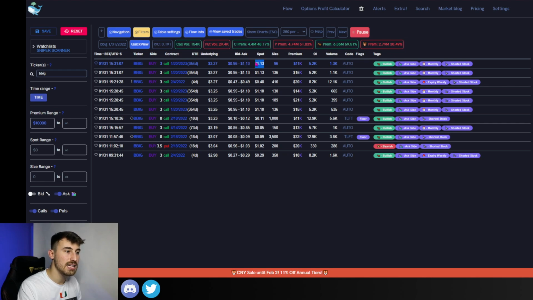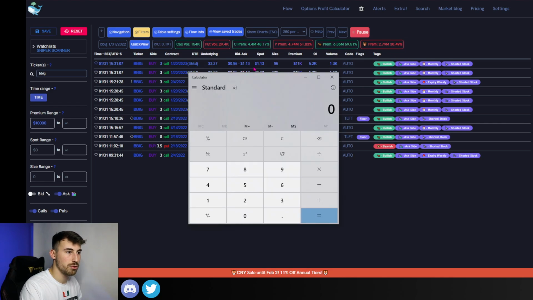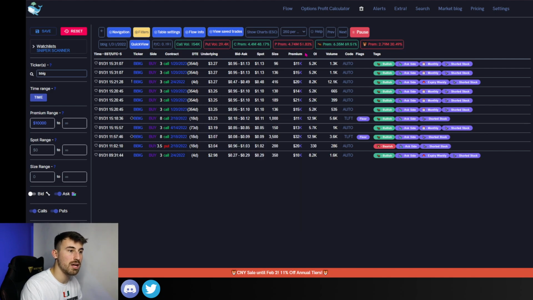So the spot is what the whale transacted at. That's how much they actually paid for each contract that they purchased. You can see right here that they bought about 96 contracts, that's the size, at $1.13. So if we're just looking at this trade alone, we do $1.13 for the contract. Now we multiply it times 100 because the contract is for 100 shares. Then we multiply it times 96, and that comes out to about $10,848. It shows up on Unusual Whales as 11,000 in premium.